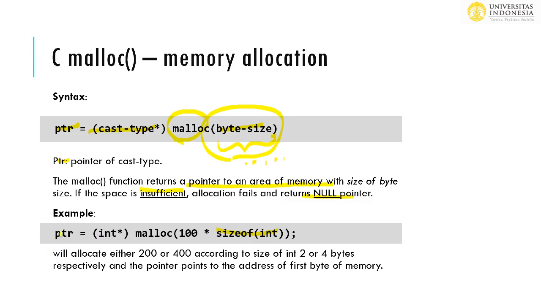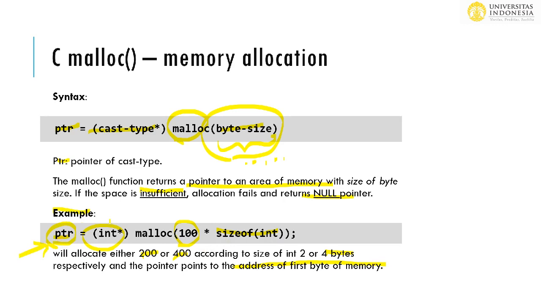In this example, let's say ptr is a pointer of cast type integer. The size is 100 times sizeof integer, meaning that if the size of an integer in your compiler is only 2 bytes, then there are 200 bytes. But if in some compiler or other operating system the integer size is 4 bytes, for example, then you get 400 bytes, right? And ptr itself, as its initial value, is the address of the first byte of the memory. So you can check the address using the value of ptr for the first time.